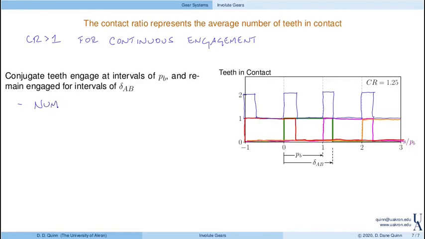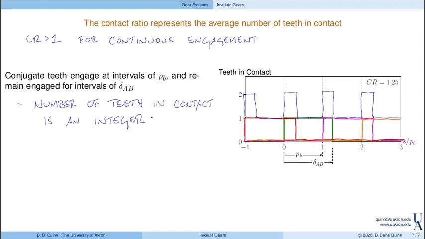The number of teeth in contact must be an integer. All right, so it's 1, it's 2, it could be 3, something, but it has to be an integer. But because they don't stay in contact for full multiples of the base pitch, we can get contact ratios that are not integers, right? So again, it ends up being the average number of teeth in contact.